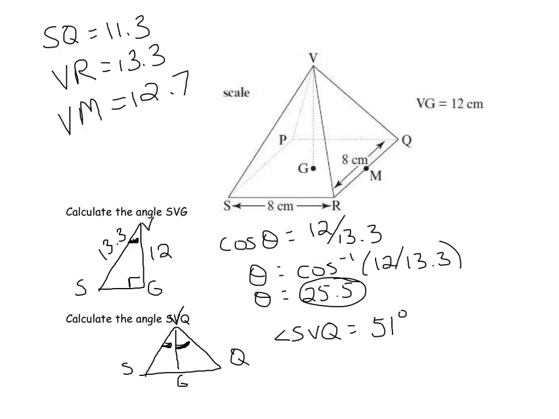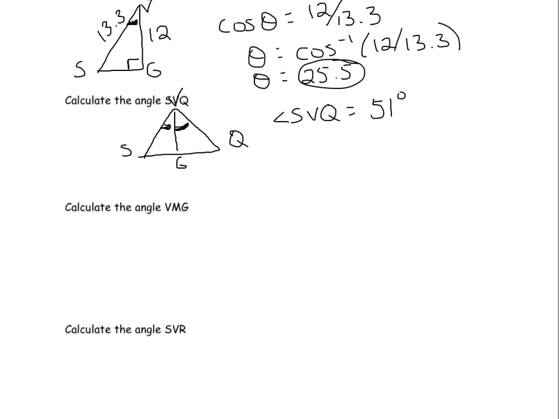Next is VMG. Okay, so that's a different angle. Different triangle here. VMG. It's just going there and then going up that way. So, yes, draw the triangle. VG is that height, and then going out to M. Well, GM was halfway across the base, so that was a 4.